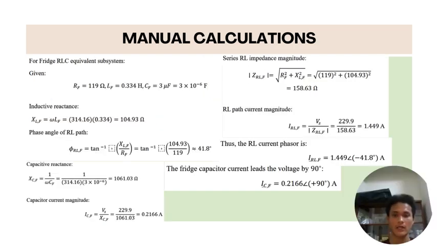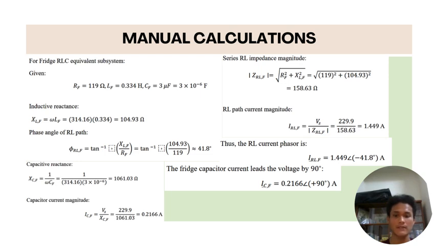Next, for the fridge RLC equivalent subsystem, given R_F equal to 119, L_F equal to 0.334 henry, and C_F equal to 3 microfarad, we calculate the inductive reactance using the formula omega L_F, and we get 104.93. Then we calculate the phase angle of the RL path, and we obtain 41.8 degree. Then we calculate the series RL impedance magnitude using the formula square root of R_F squared plus X_L fridge squared, and we obtain 158.63 ohm. Then we calculate the RL path current magnitude, and we obtain 1.449 ampere. We can also put it in phasor form.